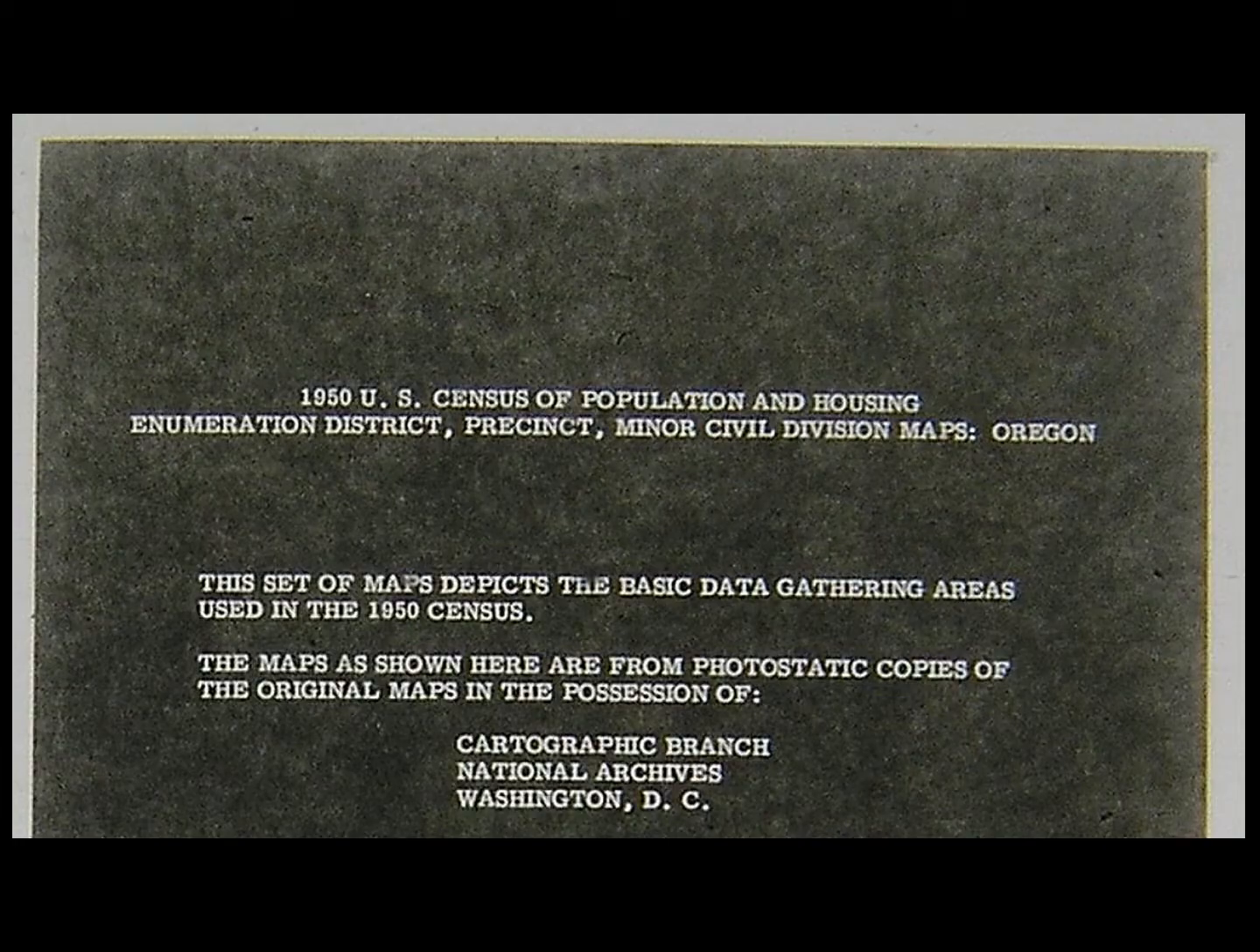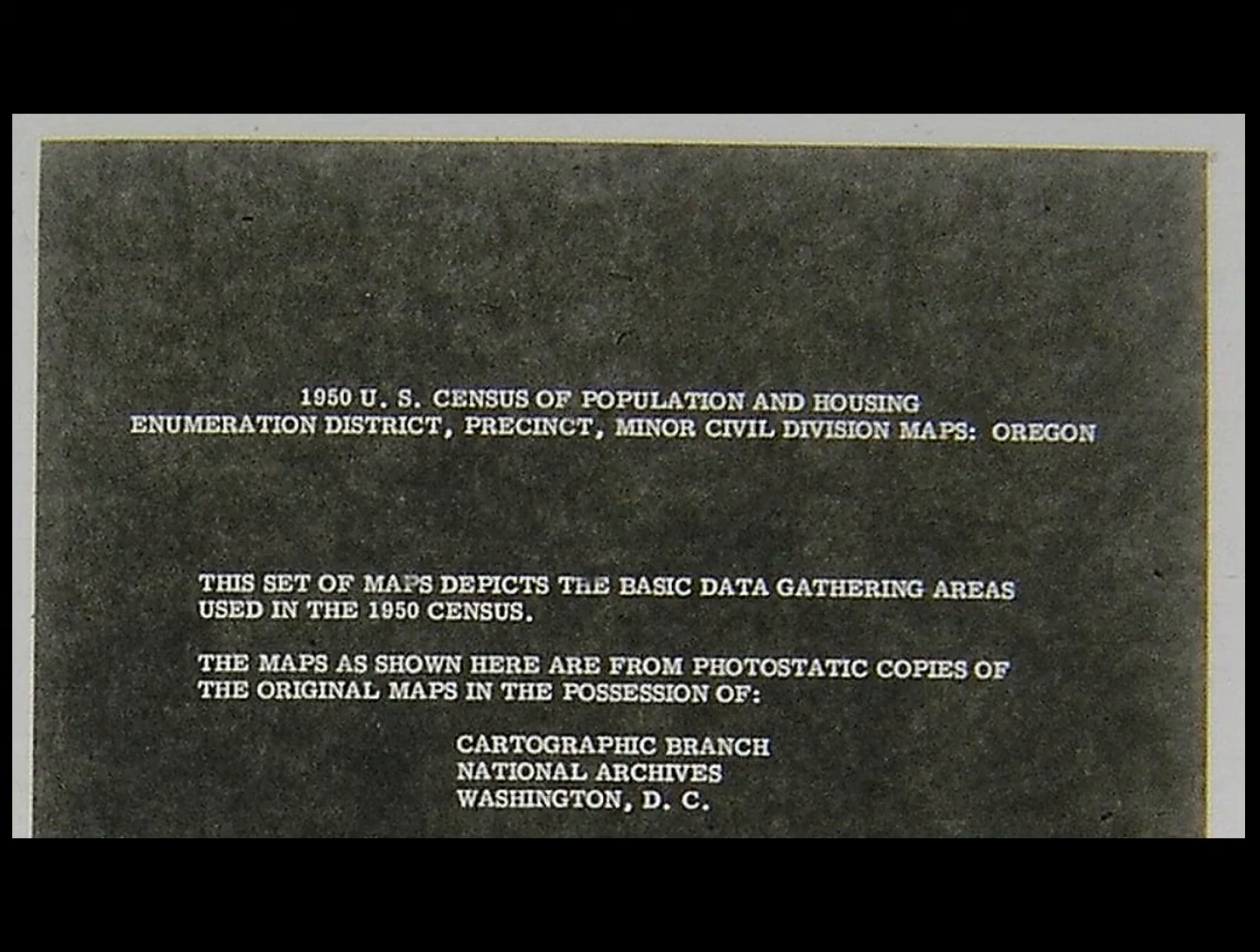And here is the film I scanned. It says here, again, maps for Oregon. This set of maps depict the basic data from the 1950 census, and it's in the cartographic branch at the National Archives, Washington, D.C. So this photostatic copy, it's not a very good copy, should represent what that map looked like.